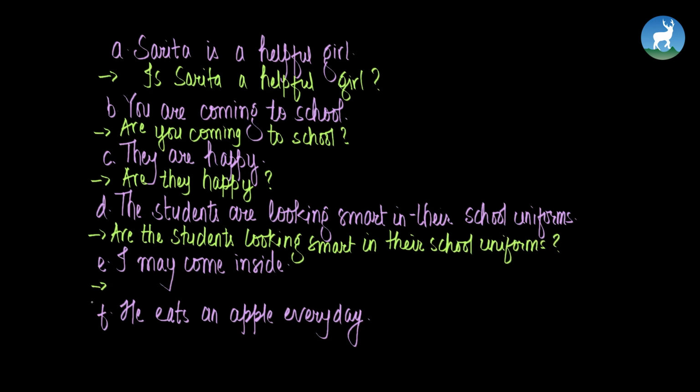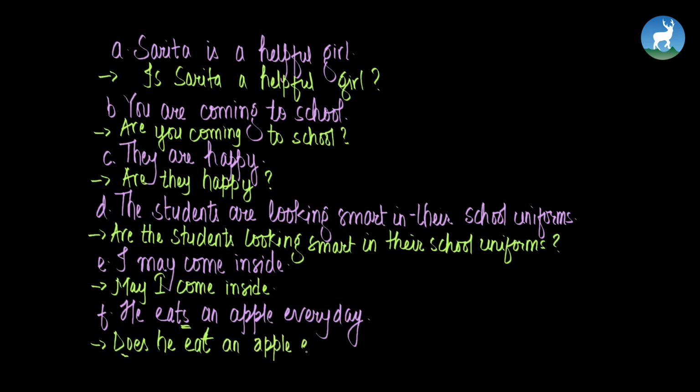Number E. I may come inside. May I come inside? F. He eats an apple every day. We start our question with does. Does he. Now we use the base form of eats, that is eat, since we are starting our question with does. So, does he eat an apple every day? And a question mark. Perfect.